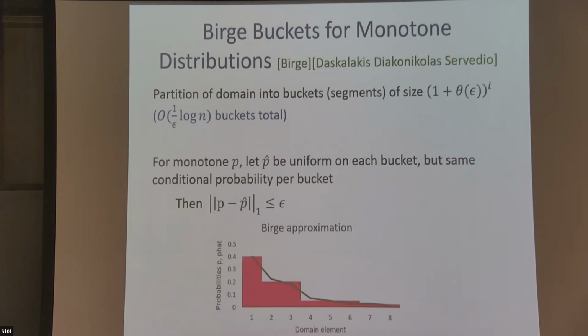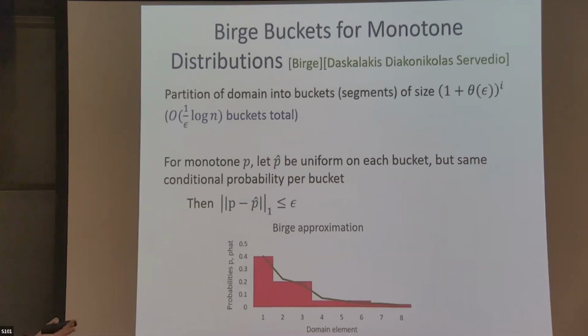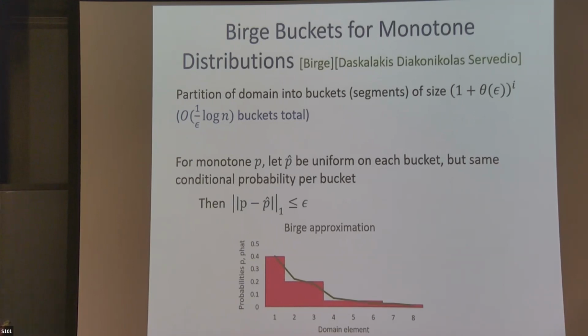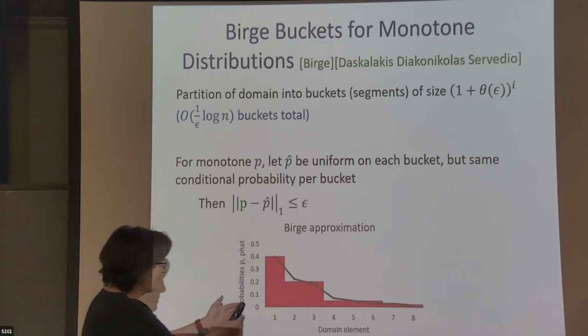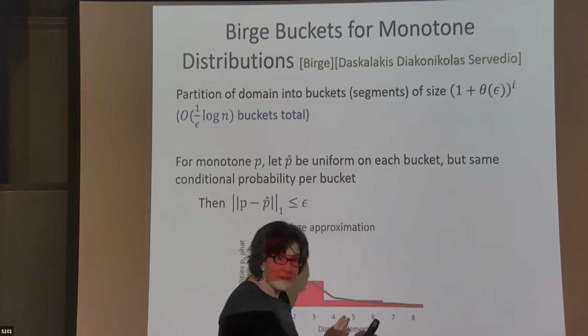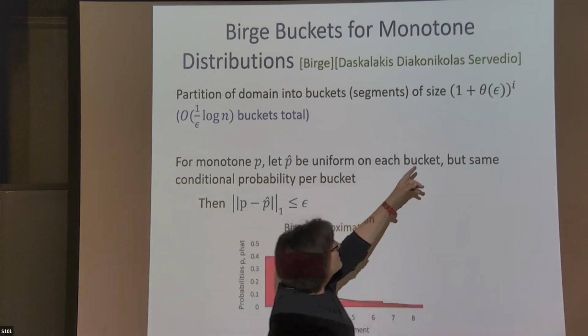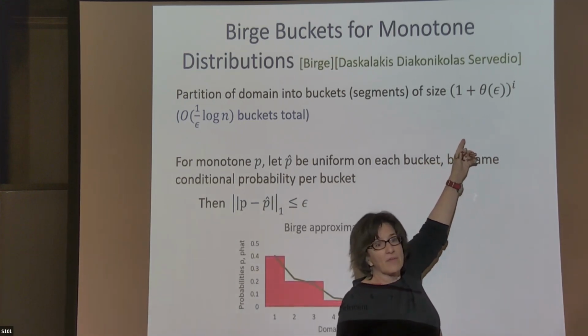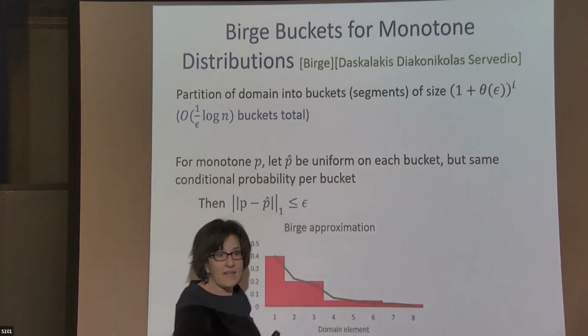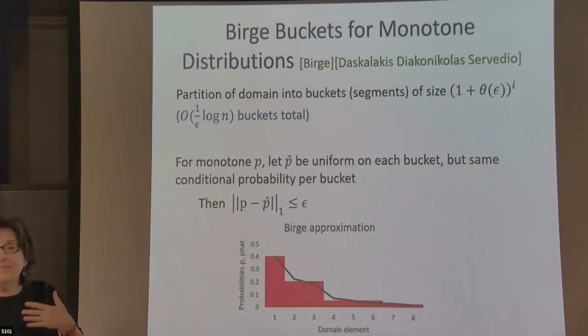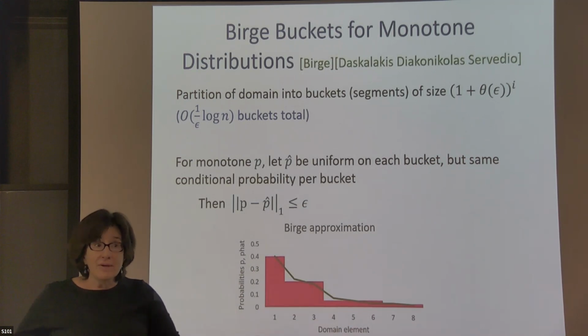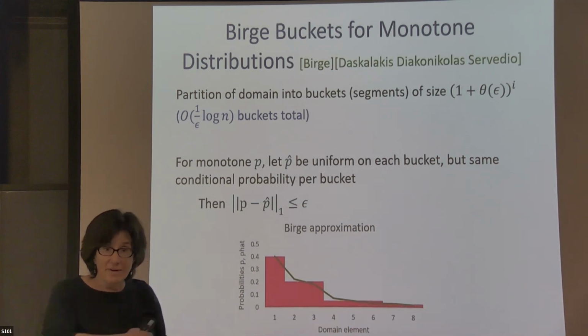Okay, so the method of Diakonikolas, Servedio, and others used this idea of Birgé, and what he said was that for any monotone distribution, you can partition the domain into buckets. I'm going to take the domain and partition it into segments where the segments are getting exponentially bigger. Each segment is bigger than the previous segment by a factor of 1 plus theta of epsilon. Because the segments are getting exponentially bigger, I don't need more than logarithmically many partitions.